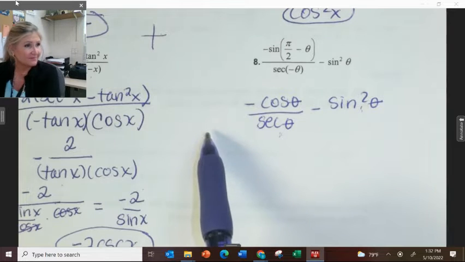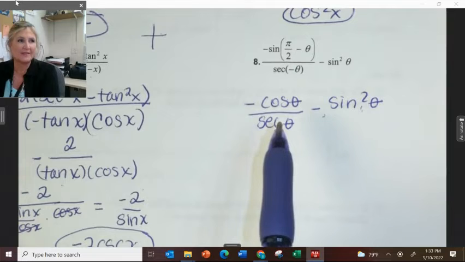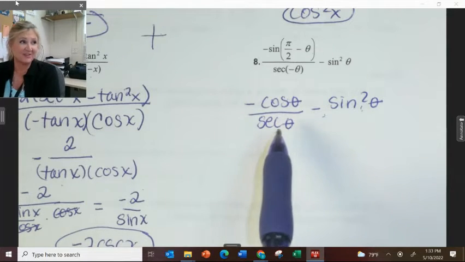Okay. Common denominator may not be quite the best route. What do you think? I think that's a better choice.